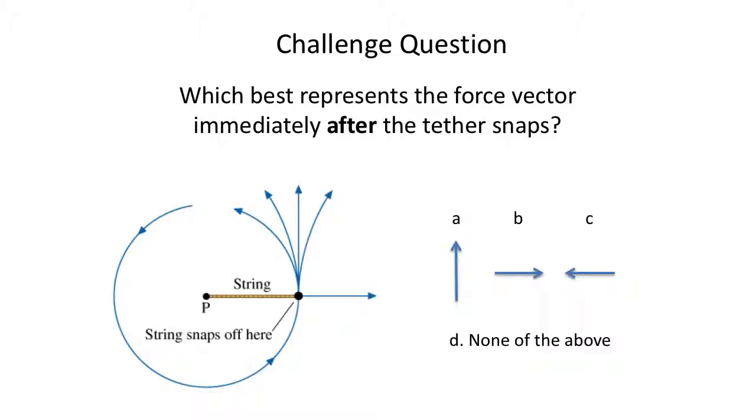Let's do one more. Which best represents the force vector immediately after? Some of you probably could see this coming. You have 4 choices: up, right, left, none of the above. Talk to the people around you. Again, remember, this is over my head. I'm spinning this ball around. I cut the string. What's the force immediately after that thread is cut? By the way, the Vikings used to use the phrase "thread is cut" to mean you were slain in battle. So, just a little piece of trivia.